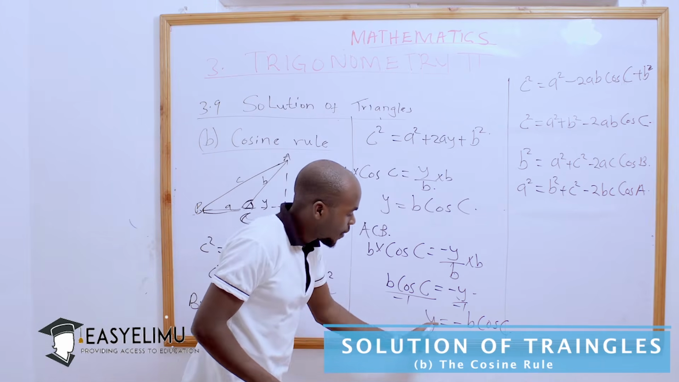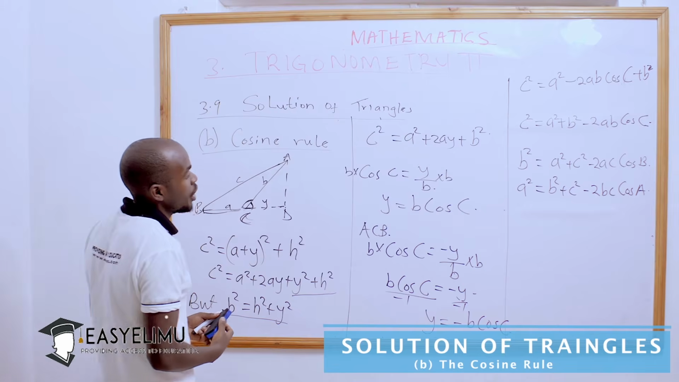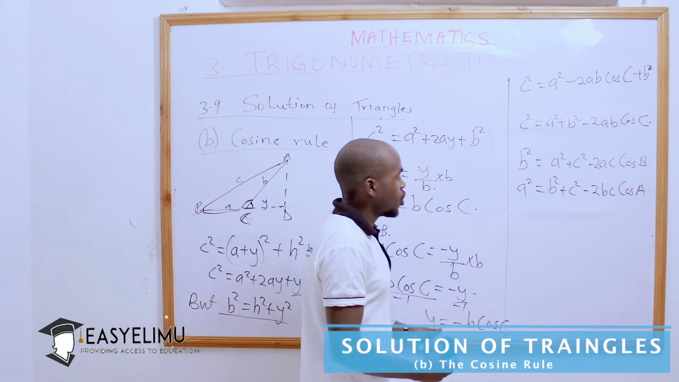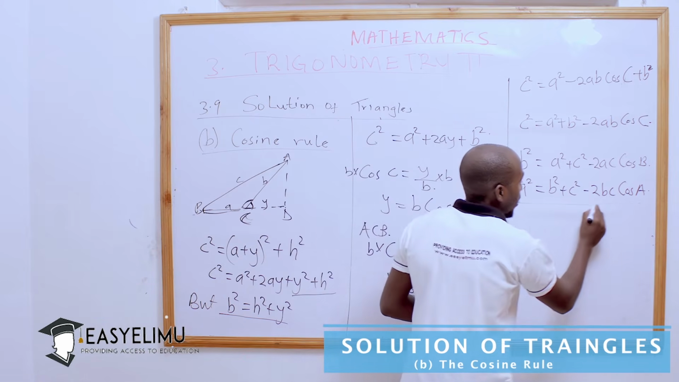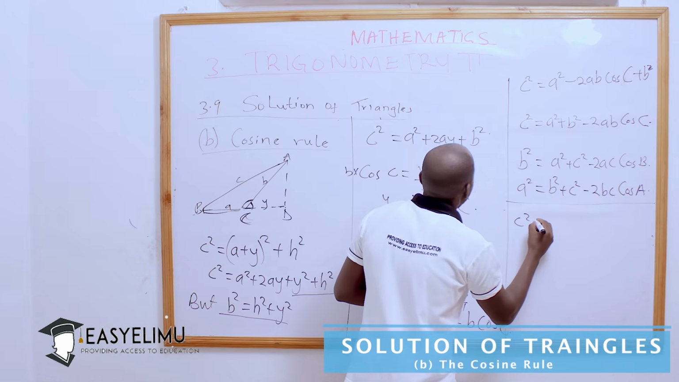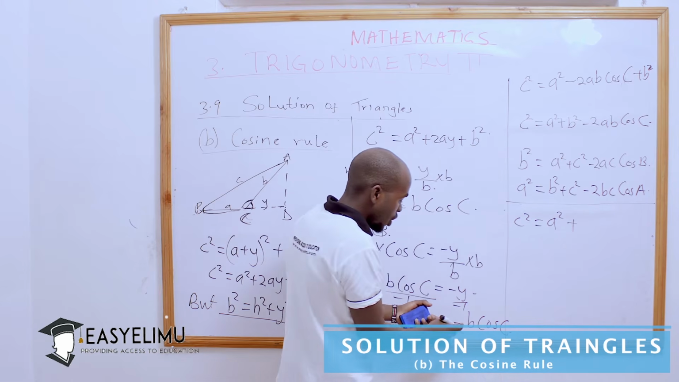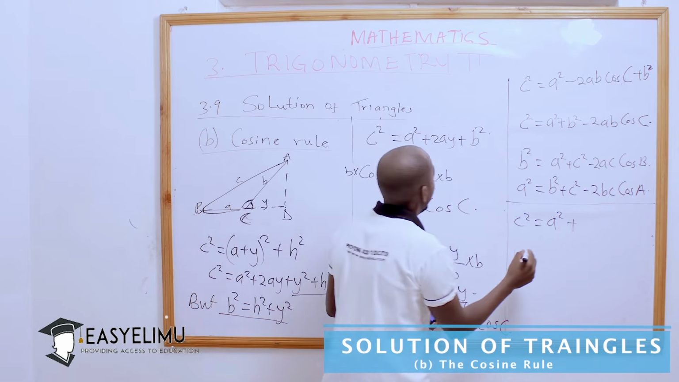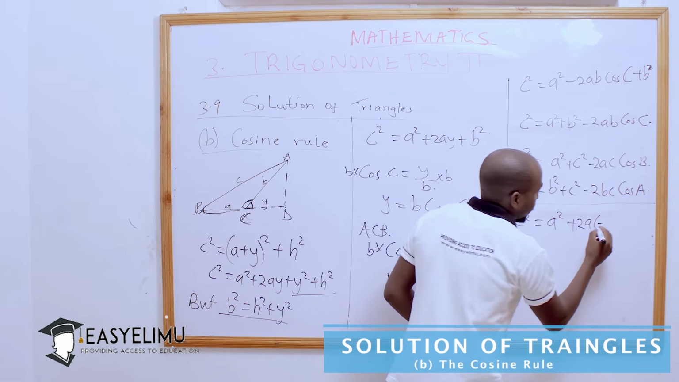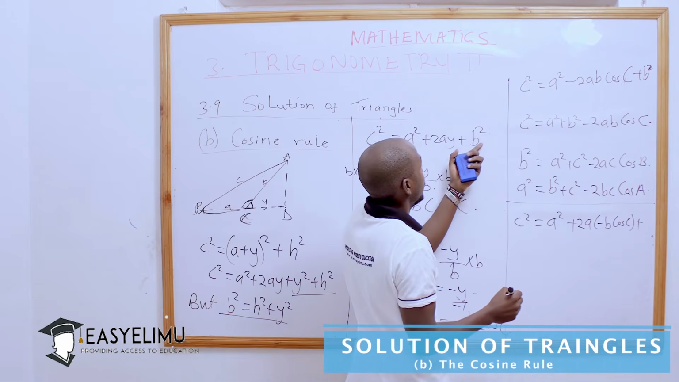Now, since we have found Y equals negative B cos C, you need to come back to your equation here and replace the value of Y. So on replacing the value of Y, we shall find that C squared on that equation will remain A squared plus, now on replacing this one here, plus 2A into negative B cos C, then plus B squared.